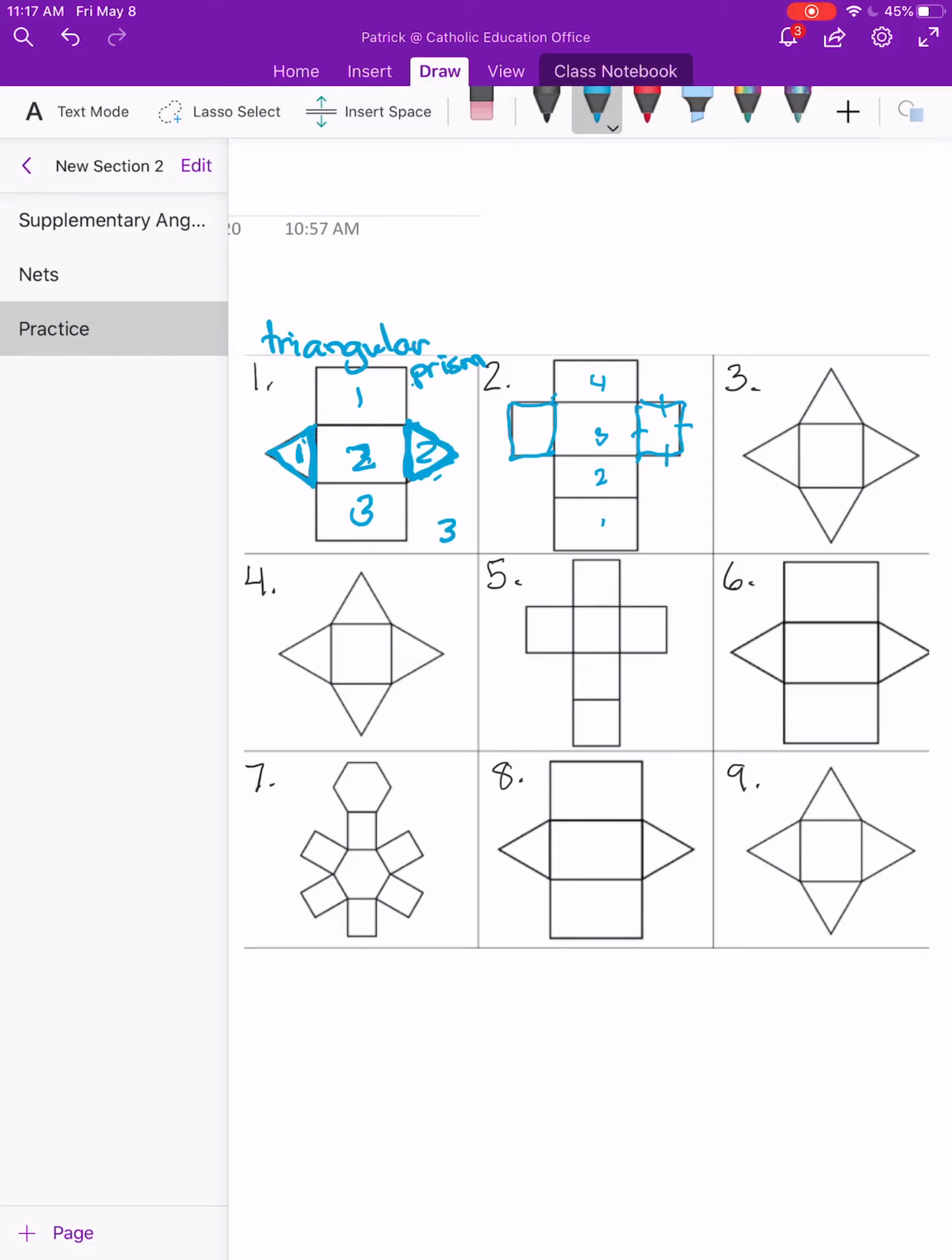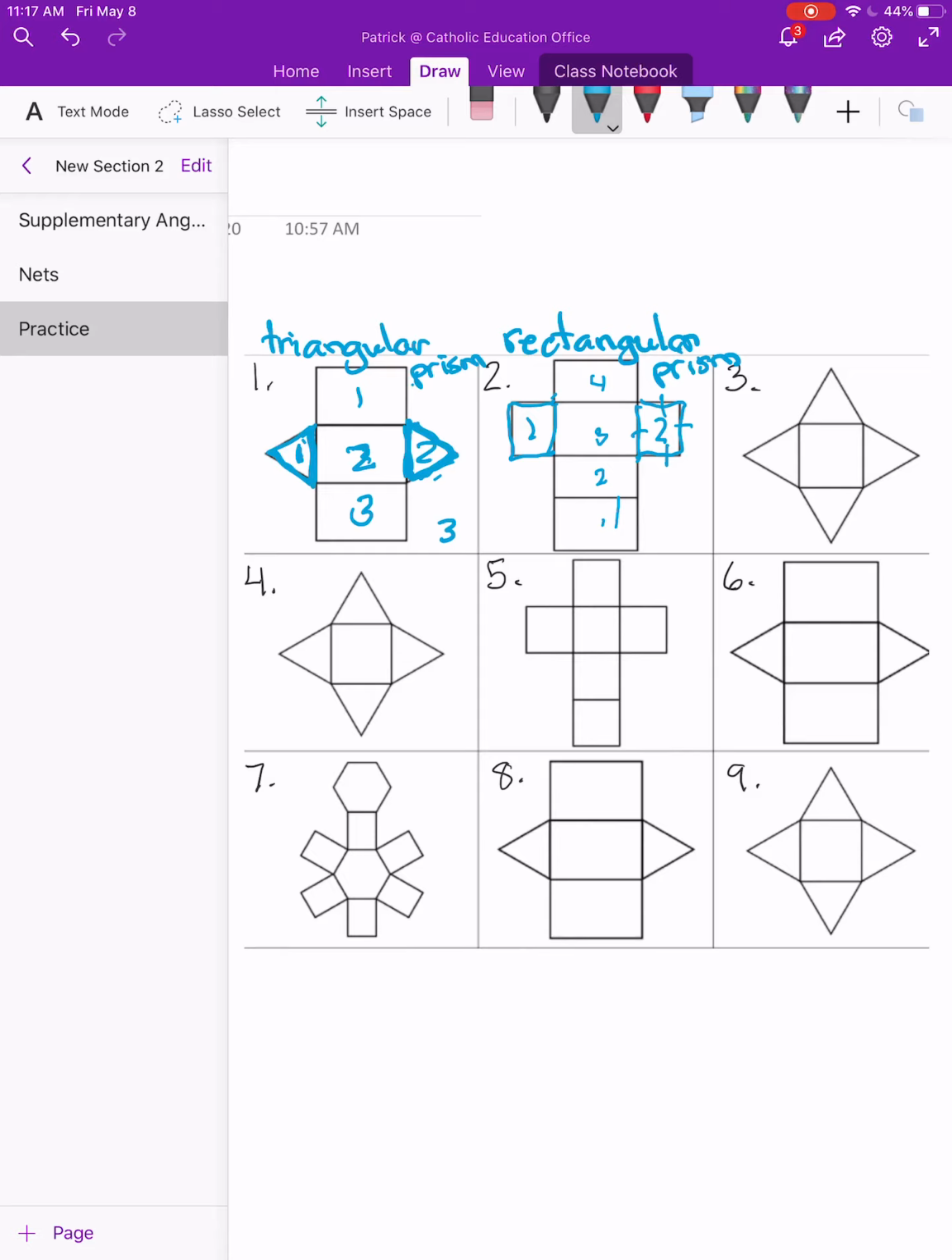So this is another prism. These are the same. These are the bases, front and the back. And then these sides wrap all the way around. So there's 4 rectangles. So this would be a rectangular prism. So we've had 2 prisms so far. Let's look at the next one, number 3.